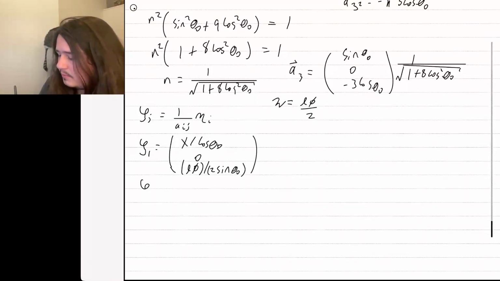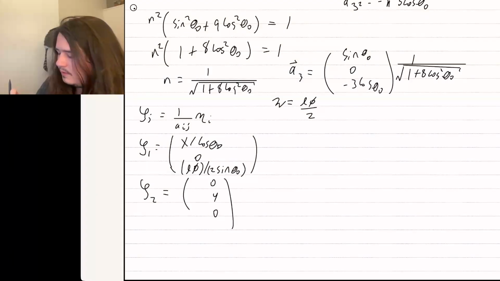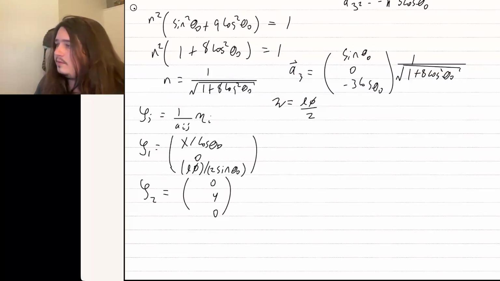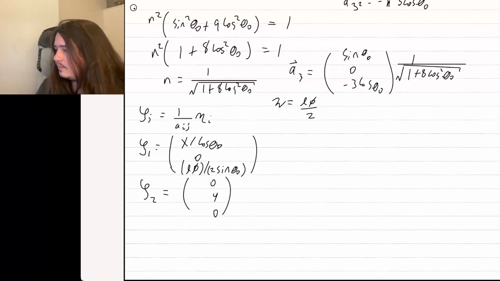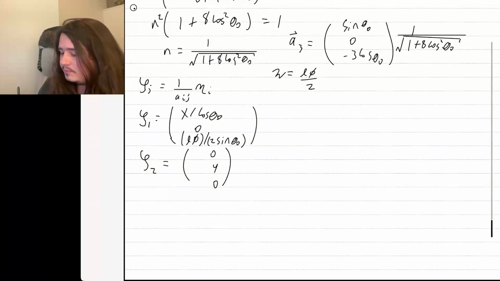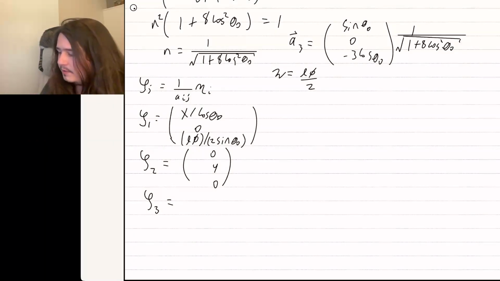The second principal mode, this is going to be 0 here, and then just y here, and then just 0 here. That was our simplest one. So I believe that principal mode is the one where the rod is moving up and down without really changing the angle with respect to the horizontal. And then the third principal mode is our more complicated one.